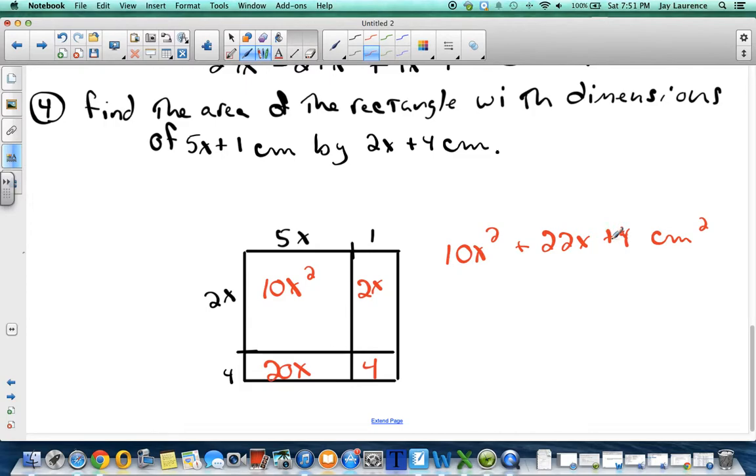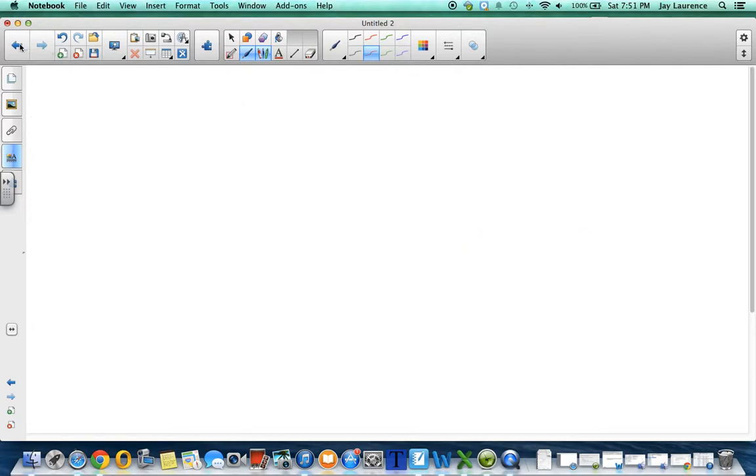Right, and that's a quadratic trinomial.